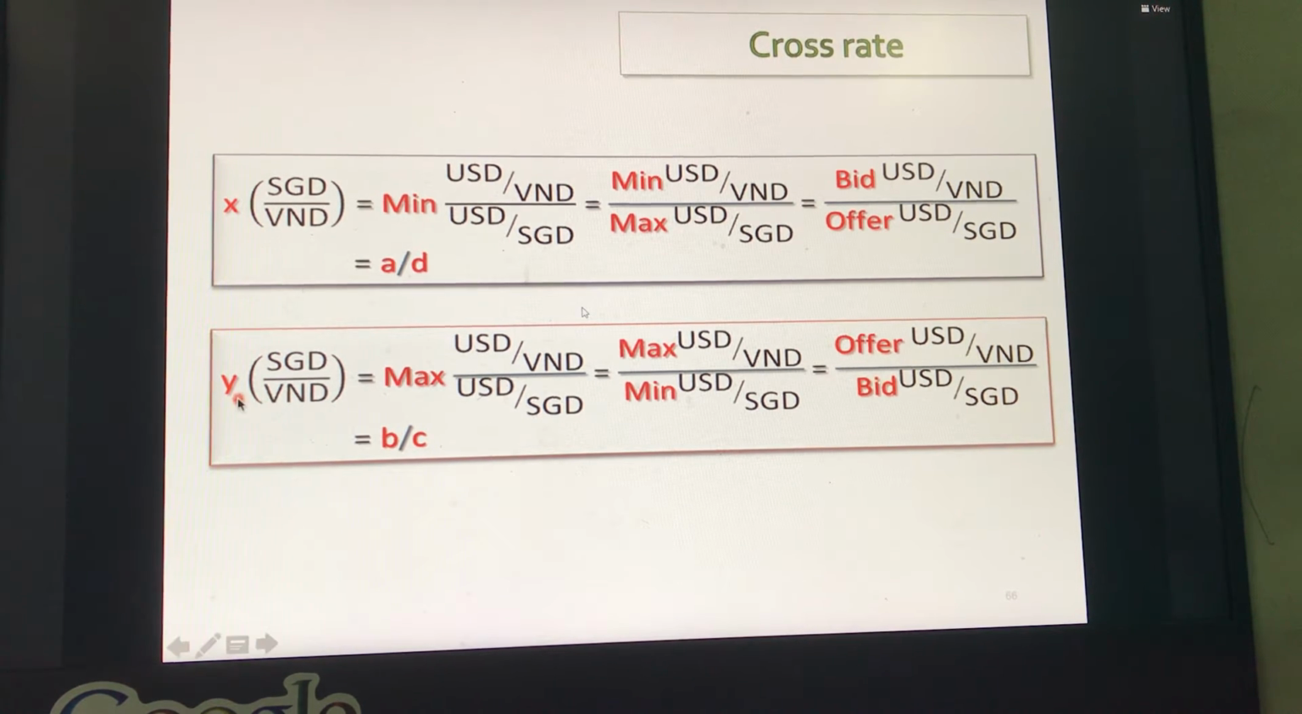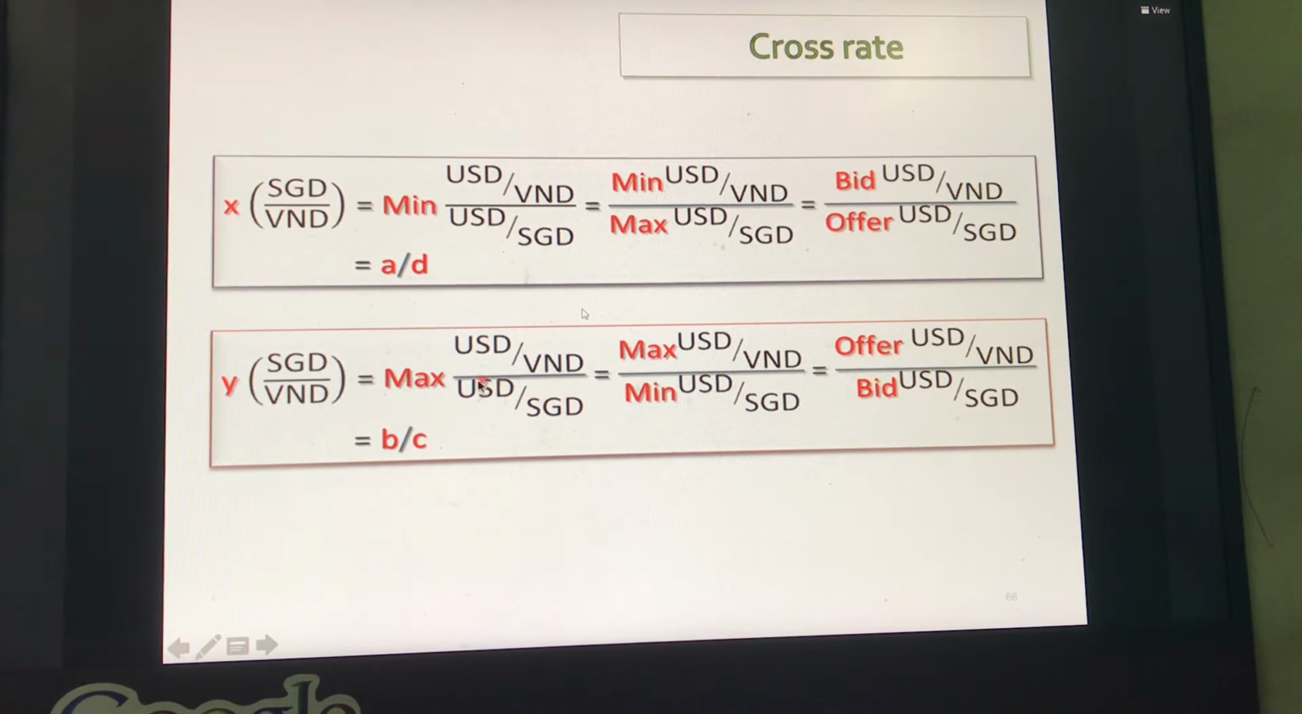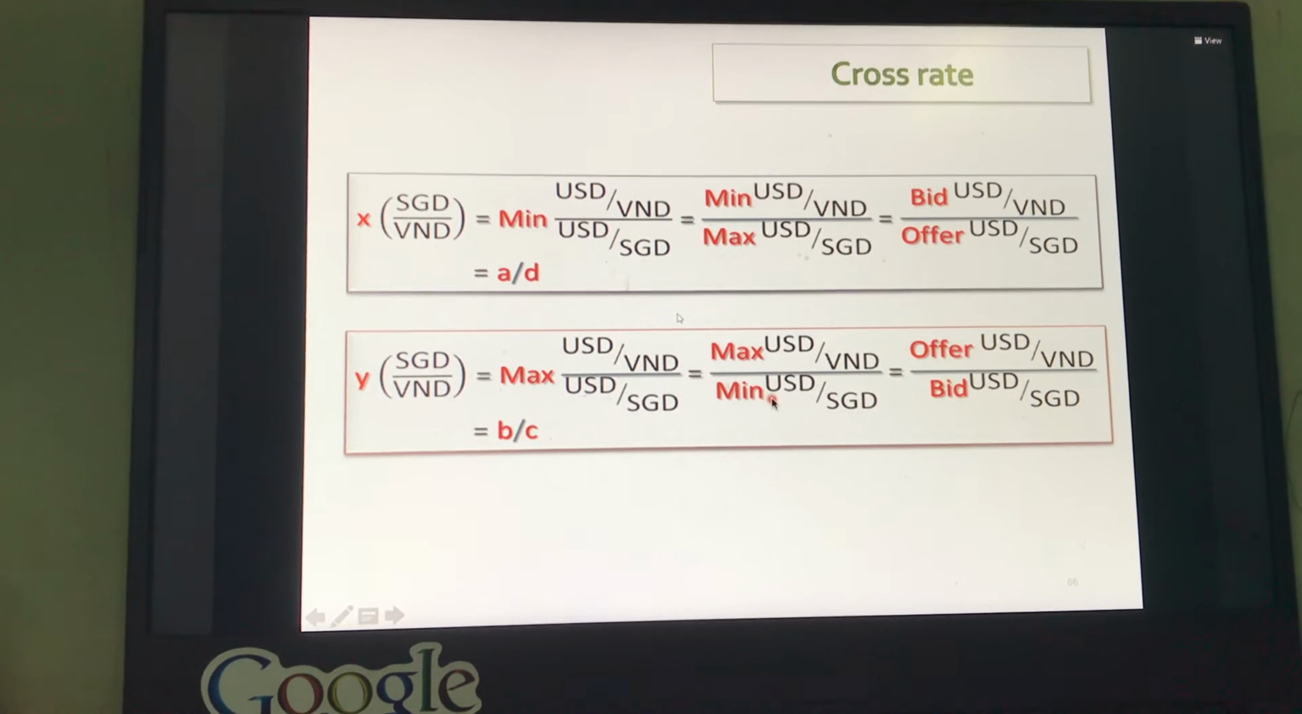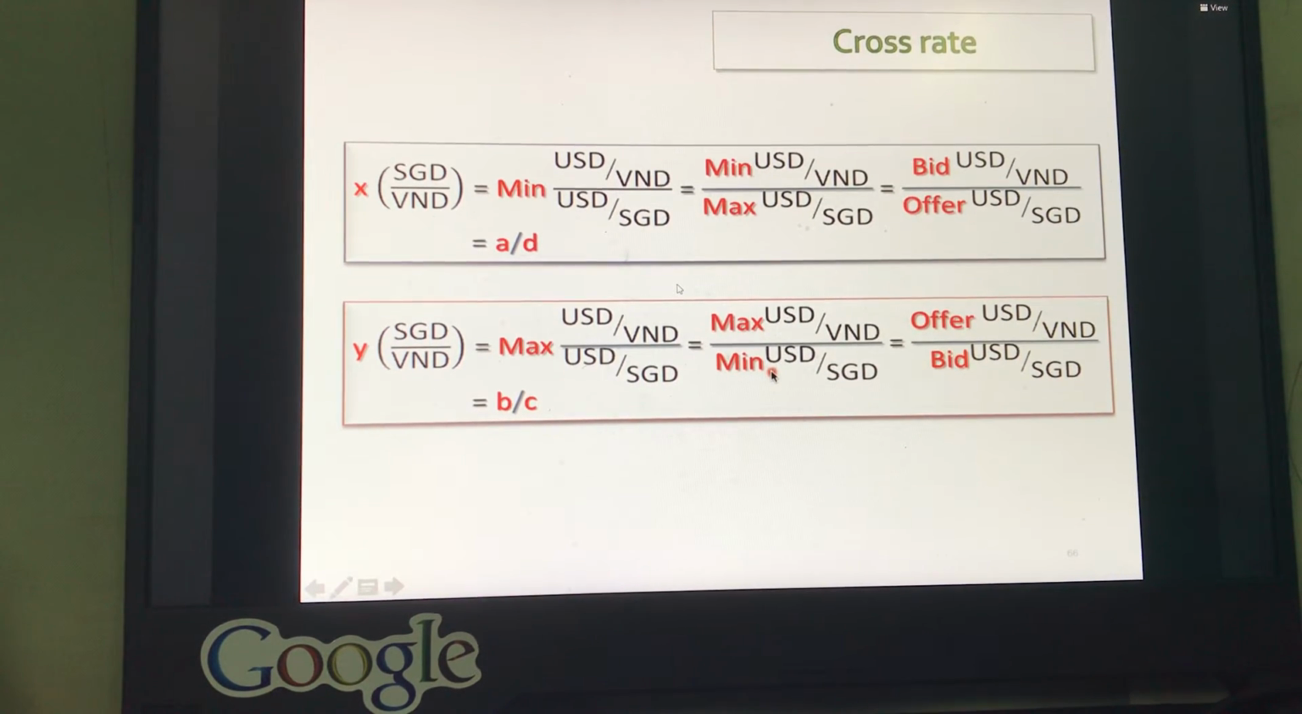And when we come to Y, the offer rate, how do we compute it? We need the max value and apply the same logic. For a ratio to be max, we have the max value in the numerator and the min value in the denominator. In this exchange rate, the max value means the offer rate, because the offer rate is always higher than the bid rate. In the denominator, we have the min value of USD against Singapore dollar.